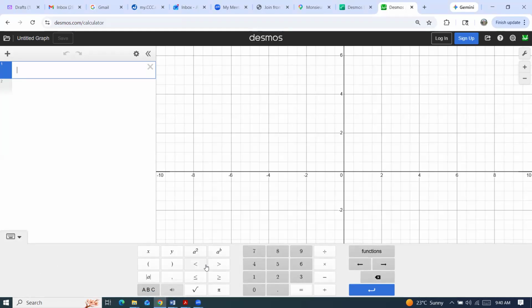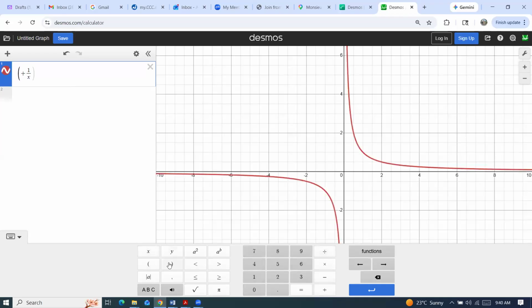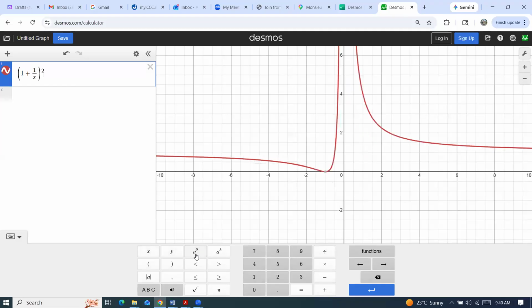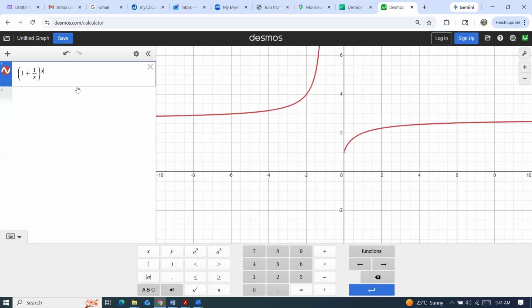Now I want to enter the function 1 plus 1 over x, raised to the power of x. I'm not entering it correctly. I need to put 1, then 1 over x, and raise it to the power of x. That's sometimes called the second special limit.